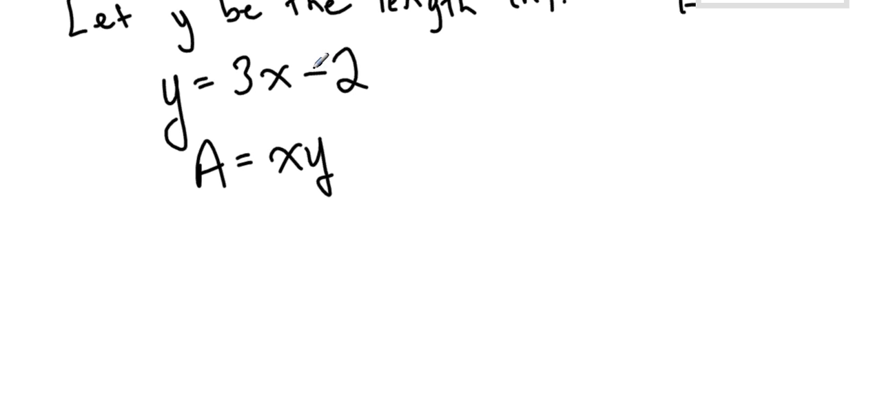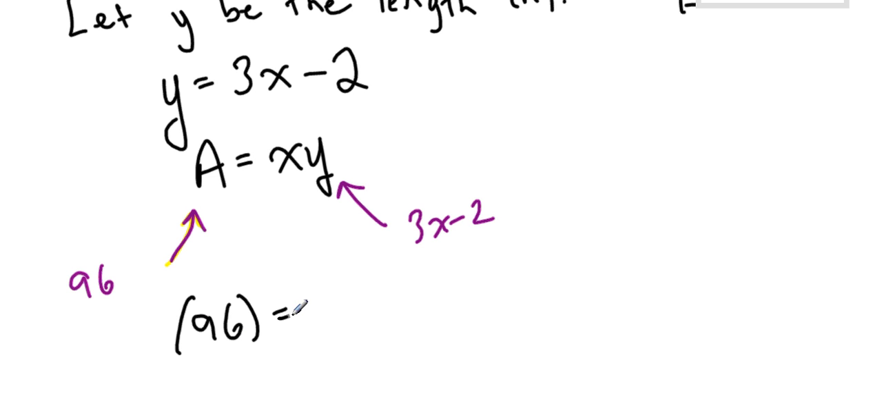Now, you don't have to necessarily have this written. Sorry, I know yellow is tough to see. We know that area is 96, and we know that y is actually 3x minus 2. So we're going to do substitutions, and that's when we can start the algebra part of the word problem. So we know that area is 96, x is just x, but y is actually 3x minus 2.